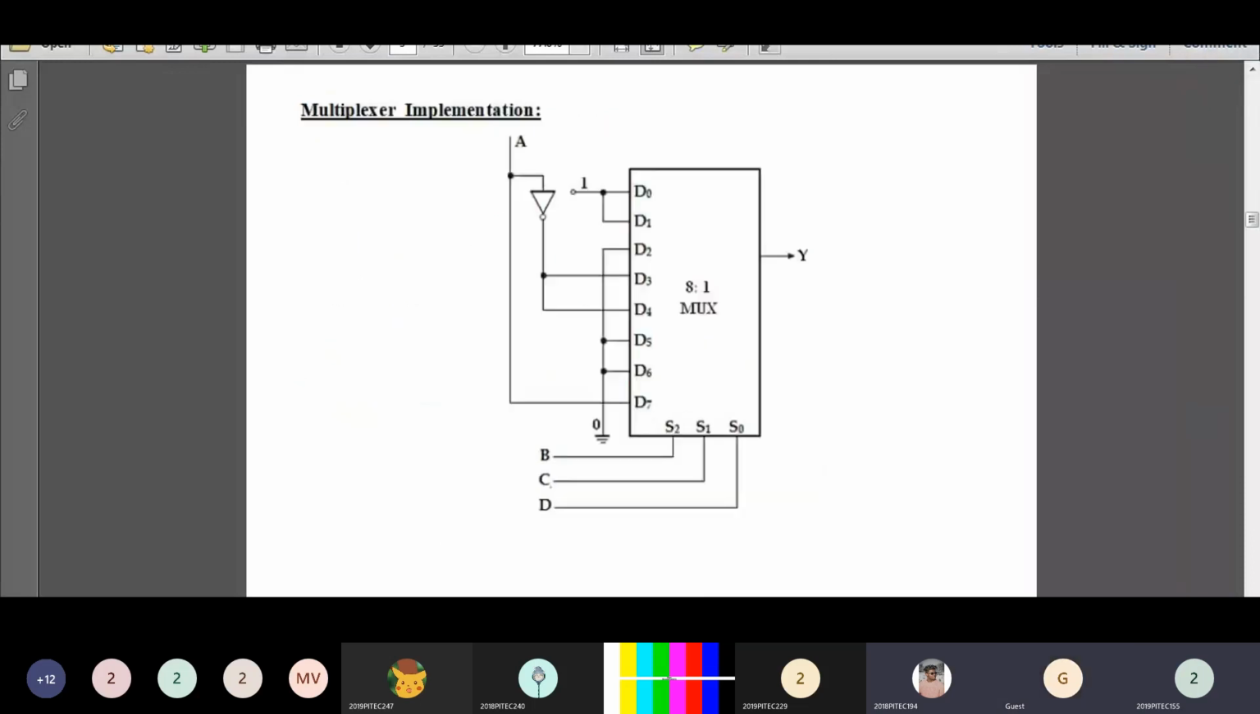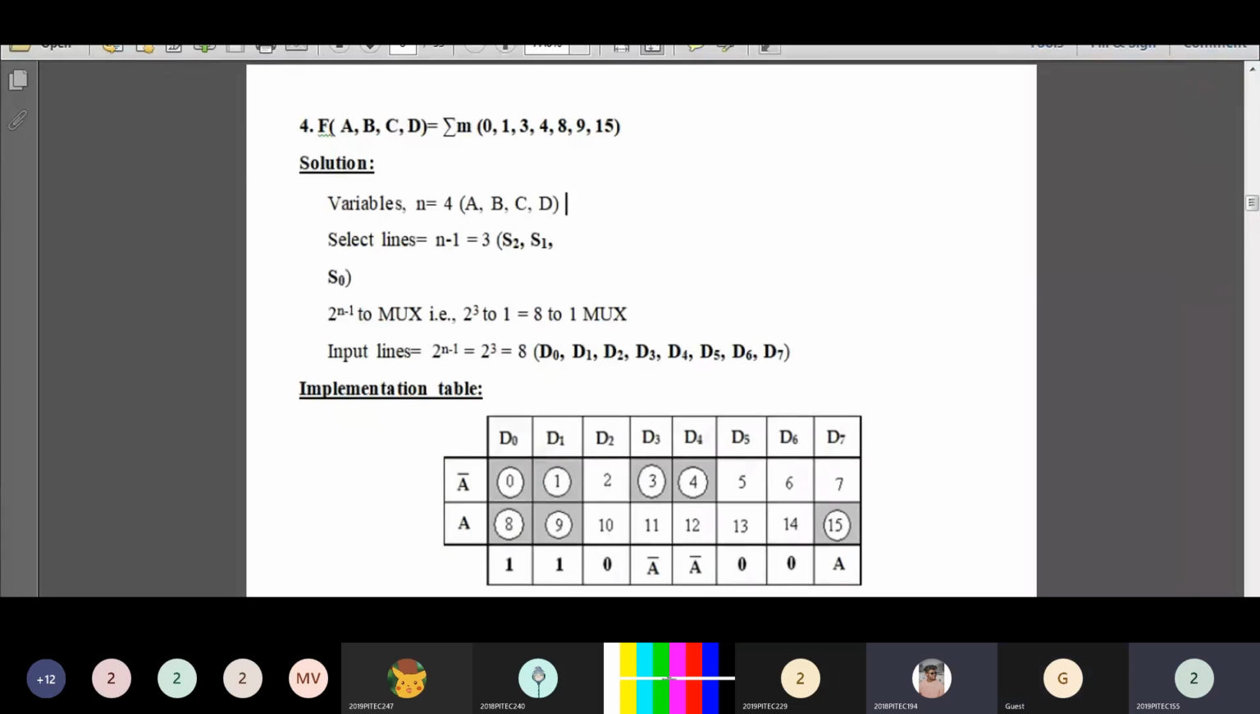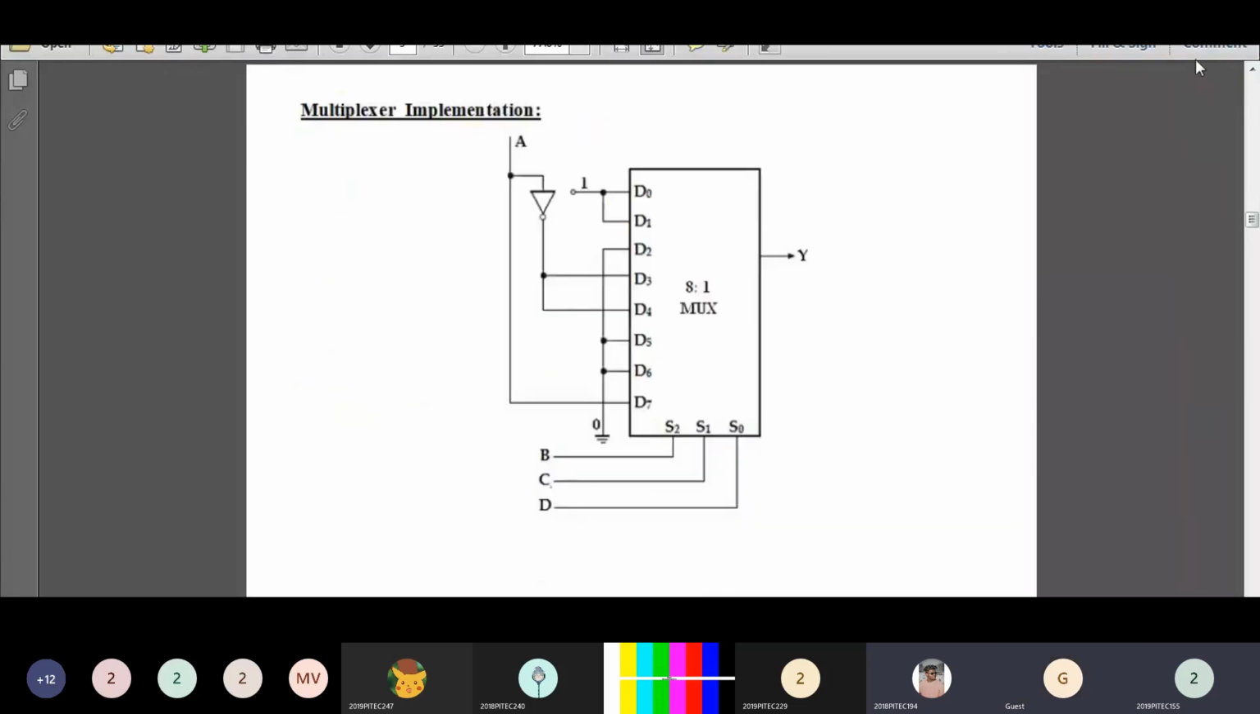Now you are going to implement the function using 8 cross 1 multiplexer. As this is a 8 cross 1 multiplexer, you will be having 3 selection inputs and 8 input lines. Here, look at the mux, 8 cross 1 mux, S0, S1 and S2 are the selection inputs, and D0 to D7 are your input lines, and Y is the output line.